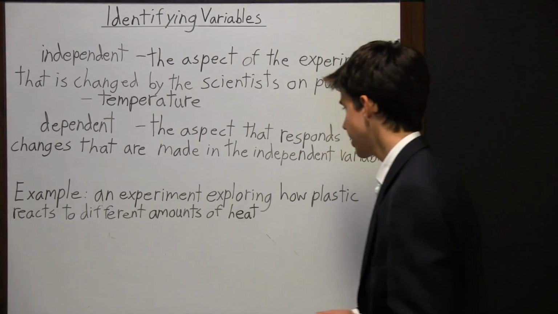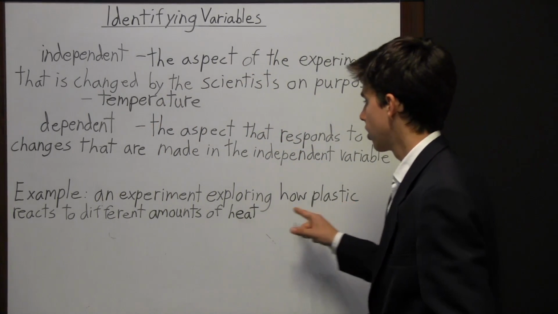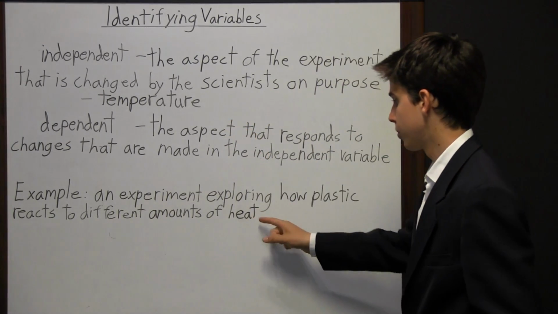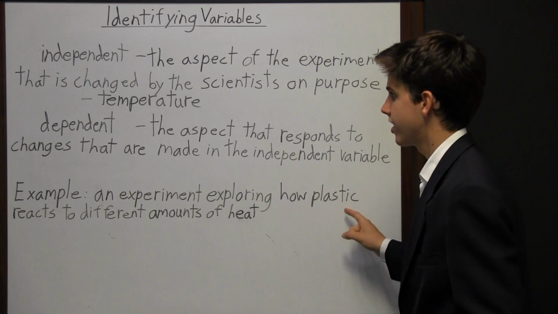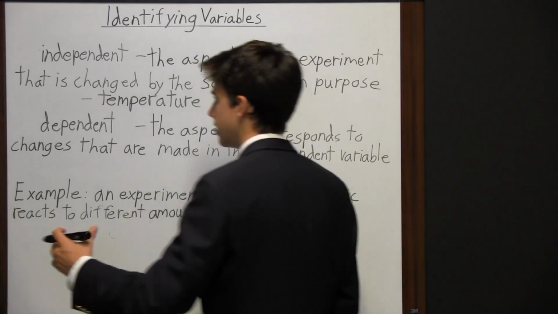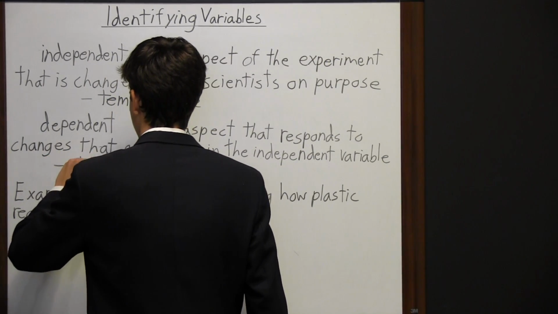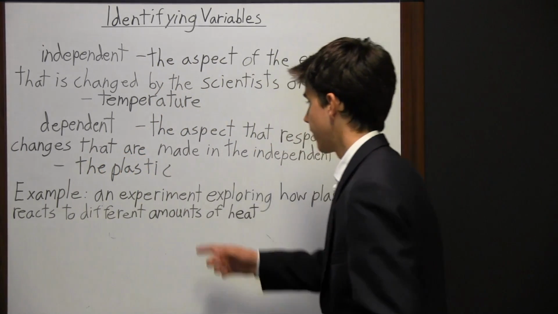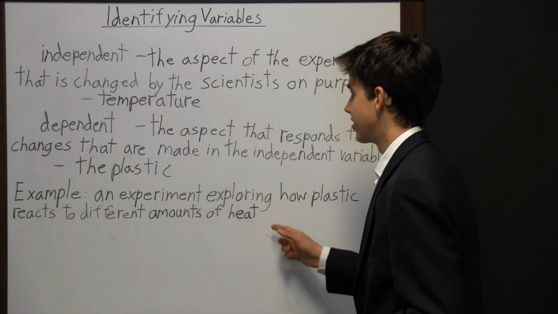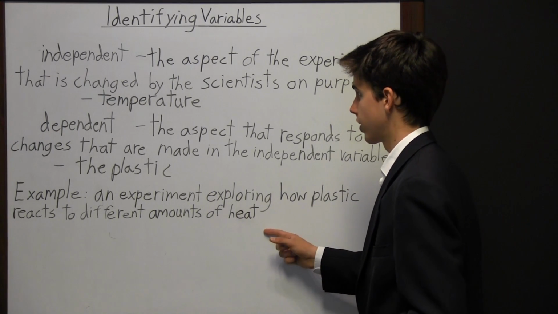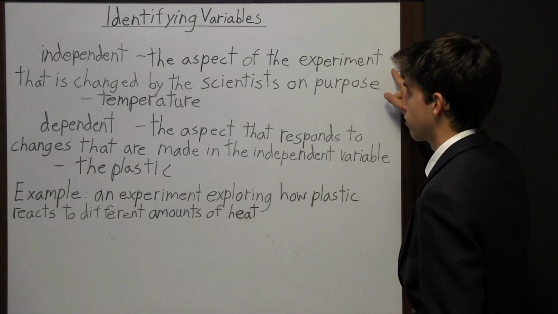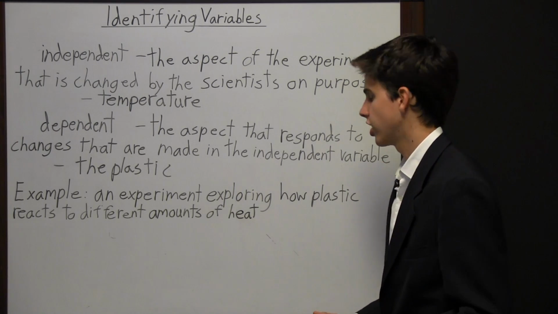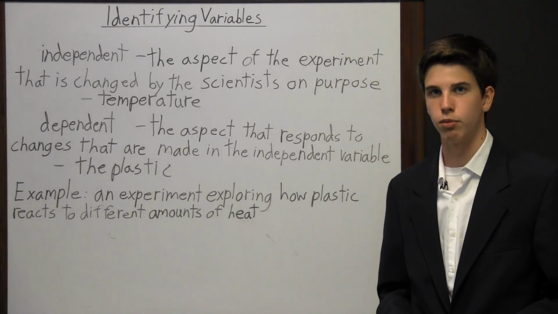Because we're looking at cause and effect here, and we're looking at how plastic responds to heat. And so heat, or the temperature here, must be the independent variable, because that's what we're changing around to see how plastic responds. So that leads us to the dependent variable, which is going to be the plastic, because we're observing how the plastic reacts to the differing amounts of heat. So again, the independent variable is the aspect of the experiment that is changed, and the dependent variable is the aspect that responds to the changes made in the independent variable.